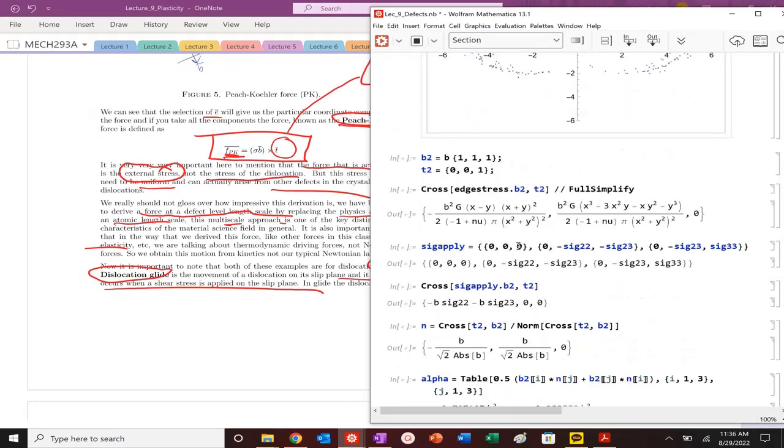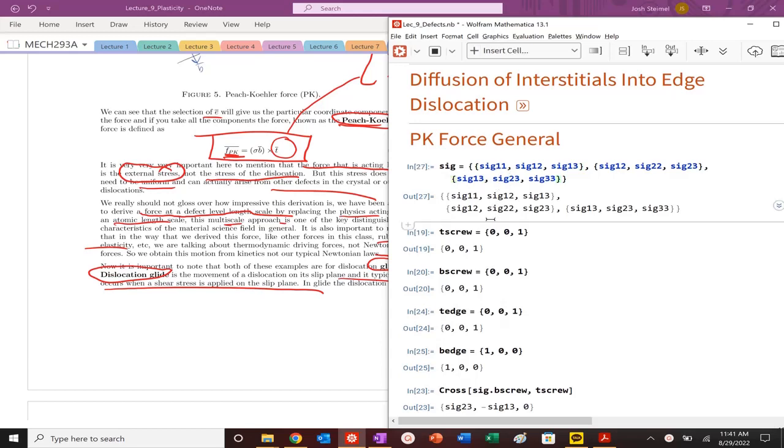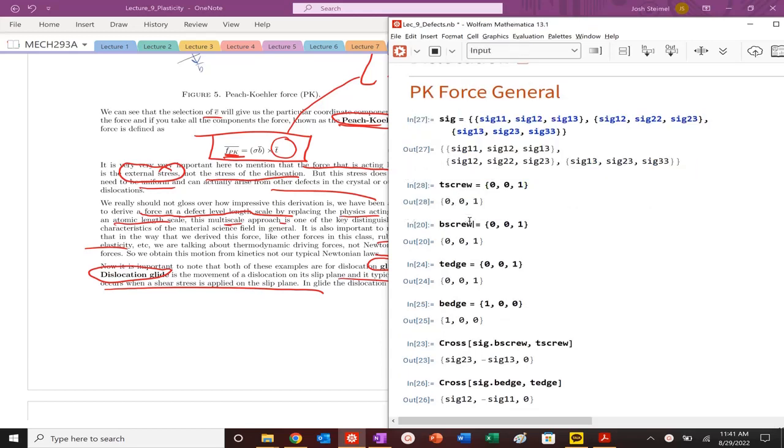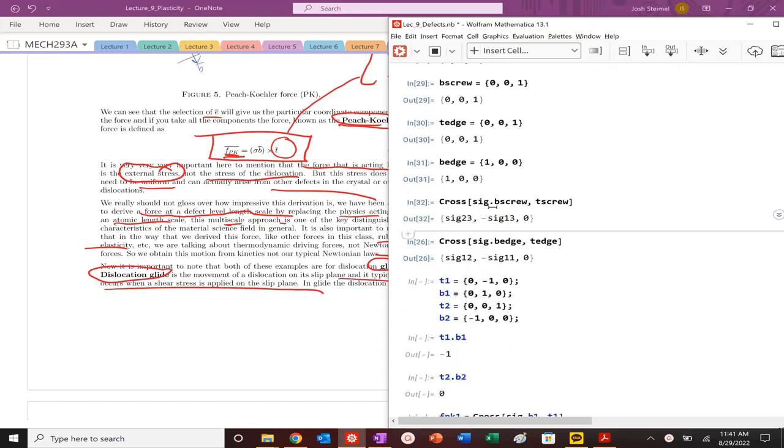So we can actually now start to play around and calculate these forces, or these PK forces here. So let me pull up another notebook right here. We have our general stress tensor. We have our screw t, our edge t, and our Burgers vector for screw and edge dislocation. And if we cross this, I can see the different components that lead to glide for my screw. I could also see the components of stress that actually lead to glide for my edge dislocation as well.